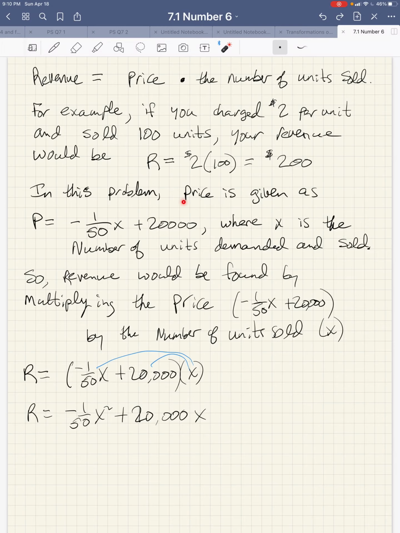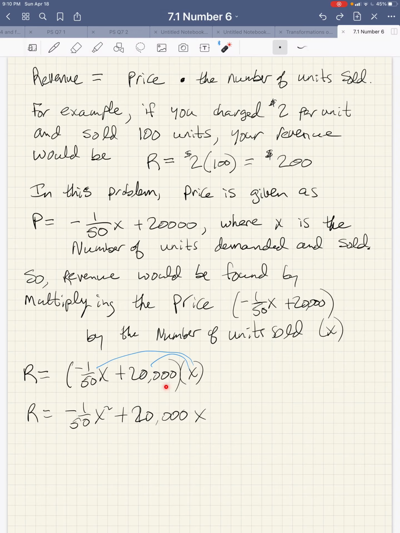Now in this problem, the price is given by this function, minus 1/50 x plus 20,000, where x is the number of units demanded and sold. So the revenue would be found, just like we did before, by multiplying the price, which is minus 1/50 x plus 20,000, by the number of units sold, which is x.